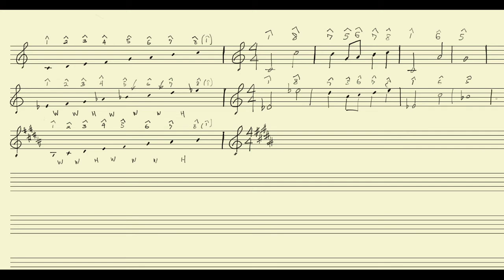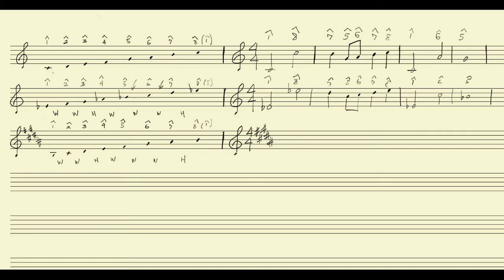And look at this. As if by magic, I have now transposed or written out in a different key the melody of Somewhere Over the Rainbow. I started in the key of C, 1, 8, 7, 5, 6, 7, 8, 1, 6, 5, and I ended up in the key of E flat. 1, 8, 7, 5, 6, 7, 8, 1, 6, 5. It's as easy as that.